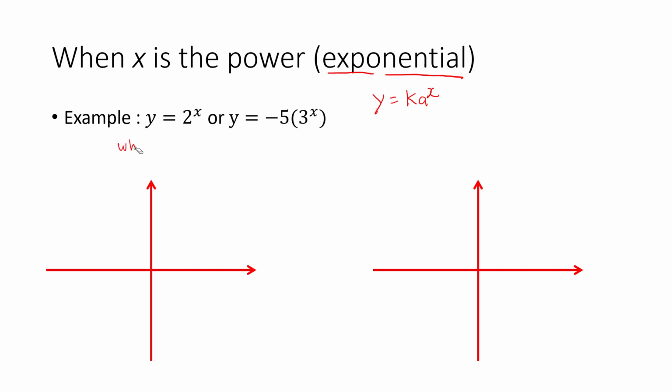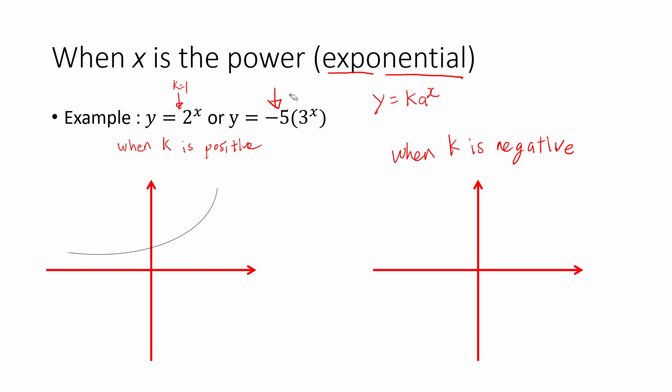When k is positive, basically k and a, they are constants. So k over here is positive. So in this case, k is equals to 1. That's why there's nothing. Your graph will look something like this. And when k is negative, like the case of -5, your graph will look something like this. So just have a rough image of how they look.